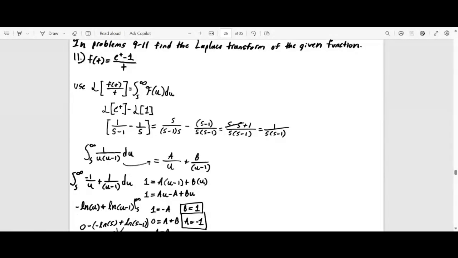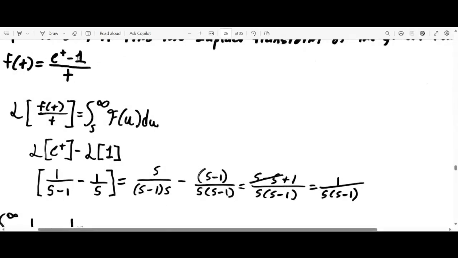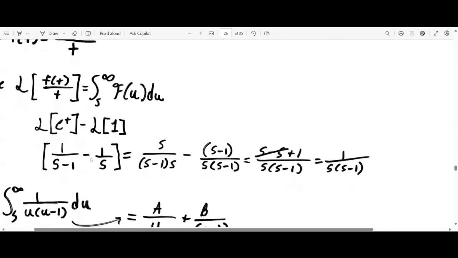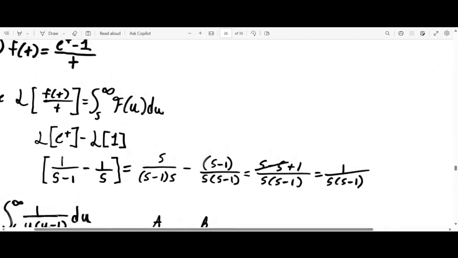Great. So in this problem, I was told to find the Laplace transformation of the given function. In this circumstance, you're going to use the property that if you find the Laplace of a function f(t) over t, you could just find the integral from s to infinity of F(u). So essentially you take the function on top of this t, e to the t minus 1, and find the Laplace of that function. What I did here was simplify it into one cohesive rational function to make it simpler for me.